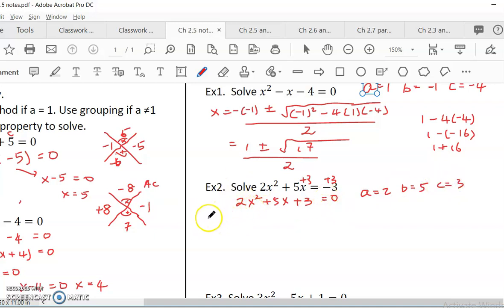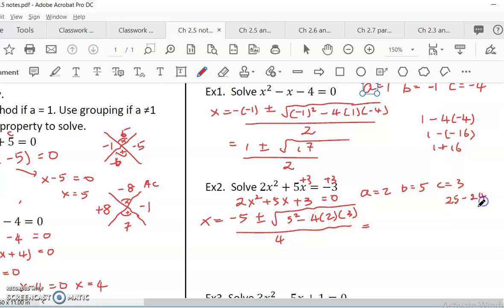Let's see. So x would equal negative 5 plus and minus square root of b squared. B squared is 5 squared minus 4 times a times c, which is 3. Okay. This is all over 4, since 2 times 2 is 4. So now I do the inside also. 5 squared is 25 minus 8 times 3, 24. So that is equal to 1.